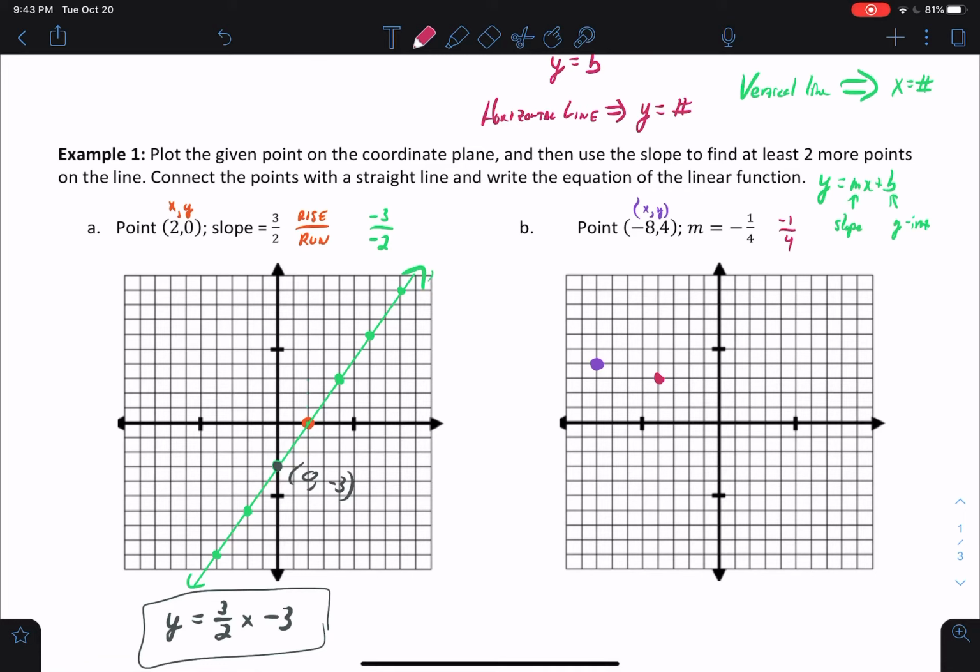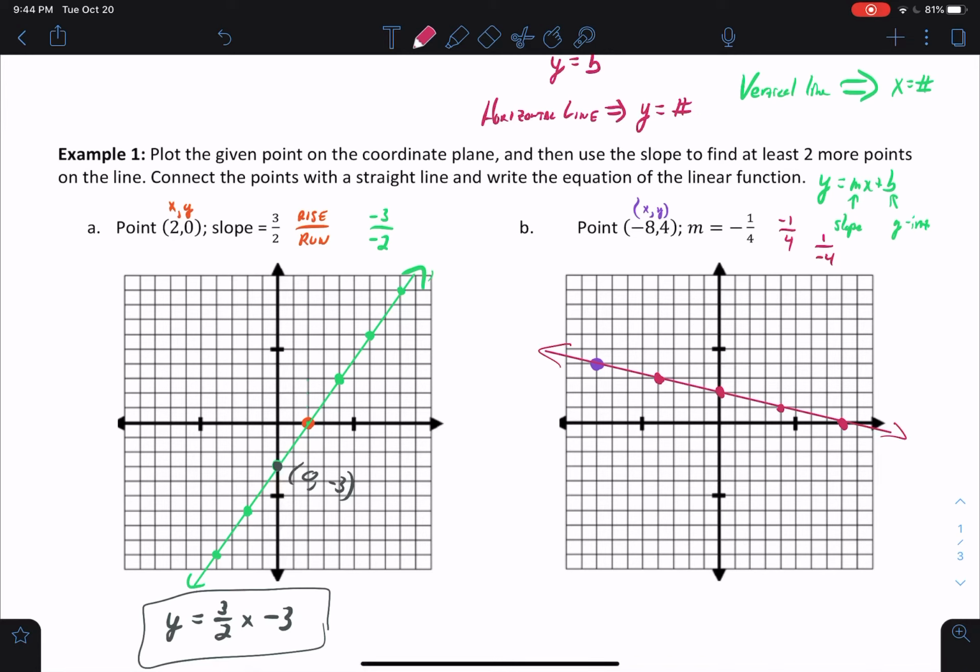We could go down 1 to the right 4, or we could look at this as 1 over -4. Either way, that's going to give us a negative slope. So we could go down 1 to the right 4, or we could go up 1 to the left 4. But you notice how that's going to be off my graph, so I'm not going to include that point, just because I don't know exactly where it's going to be located. I'm going to keep plotting some points. Down 1 to the right 4, and again. Now I'm going to connect the dots to create my linear function.